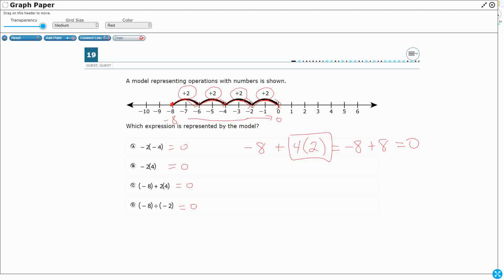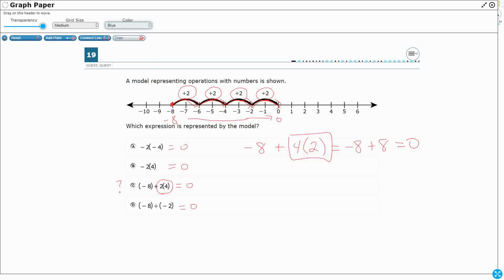And that looks like C, except they kind of switched the 2 and the 4, but we know that it could be 2 groups of 4 or 4 groups of 2. They both end up being 8. So I'm thinking it's going to be this C. So let's check out A, B, and D to make sure that they're incorrect.